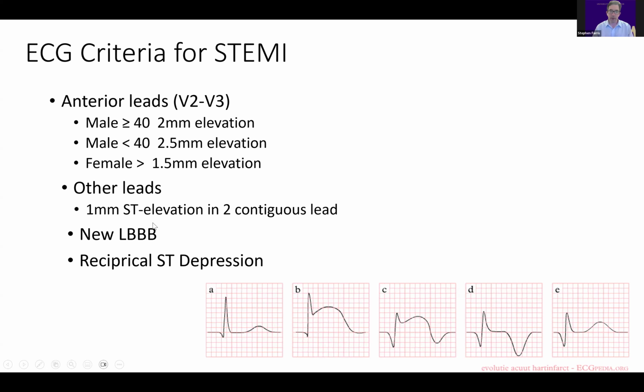Now, in the right setting, a new left bundle branch block is uninterpretable, and in the right setting of acute chest pain and diaphoresis, you can treat that as a STEMI. And then you should look for reciprocal ST depressions. Those are the important criteria to think about for ST elevation MI. In the interseptal leads, you're going to have higher elevations in contiguous leads.